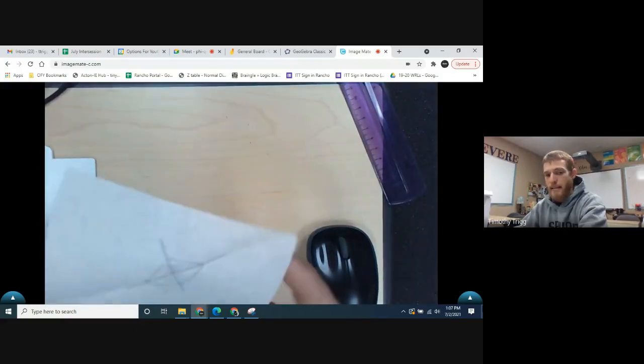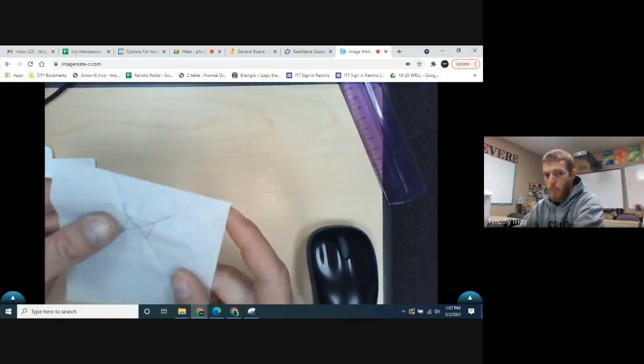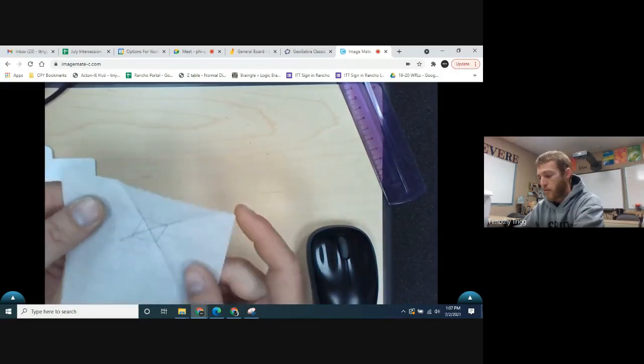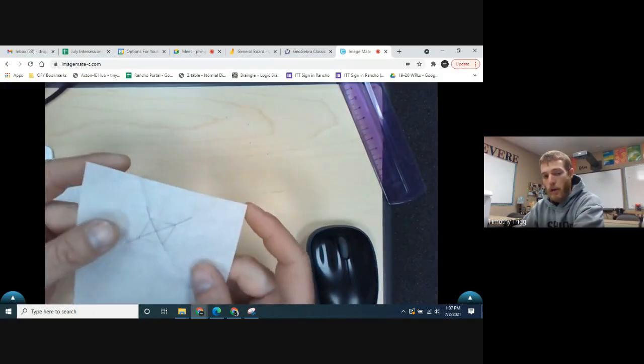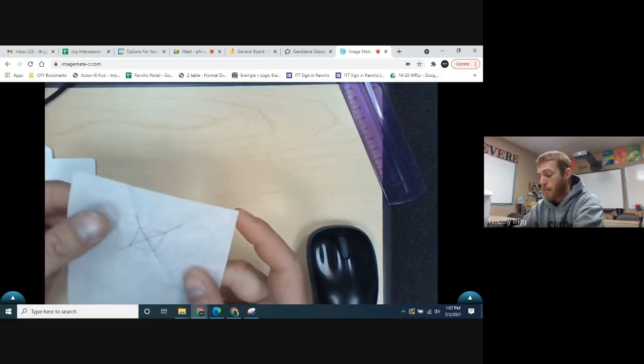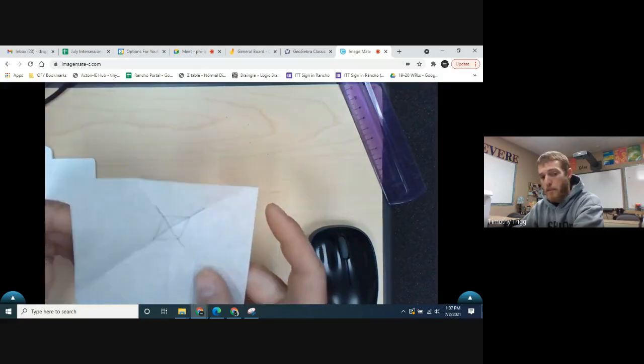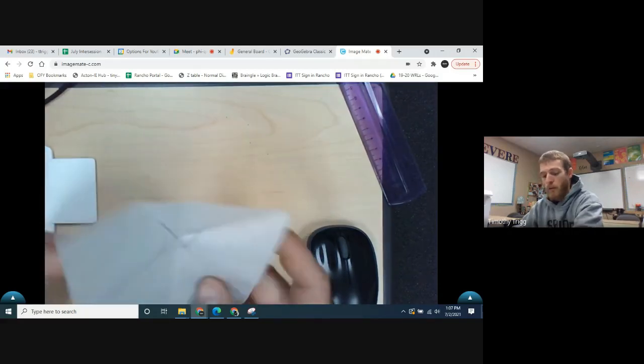And a rhombus is a type of parallelogram, right? It's a parallelogram with all 4 congruent sides. So it is a parallelogram, and this one does have two lines of symmetry. But do all parallelograms have lines of symmetry? Well, let me take a look.